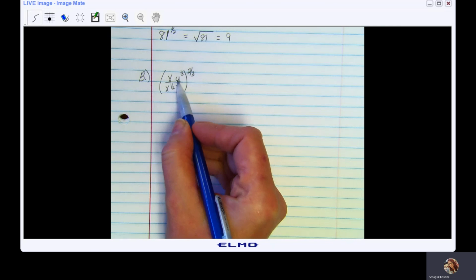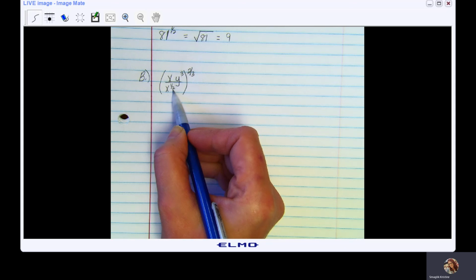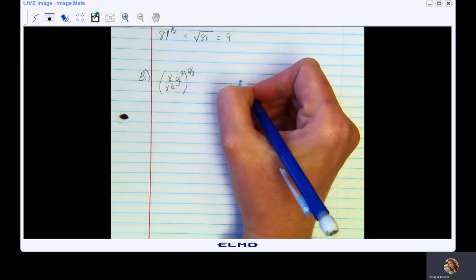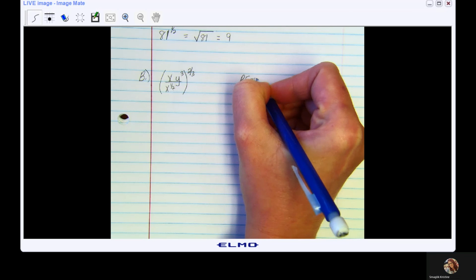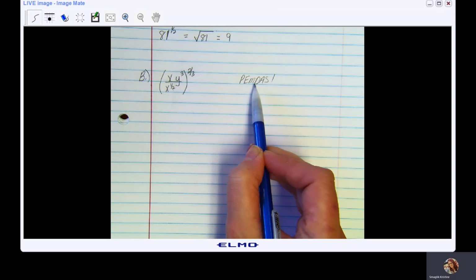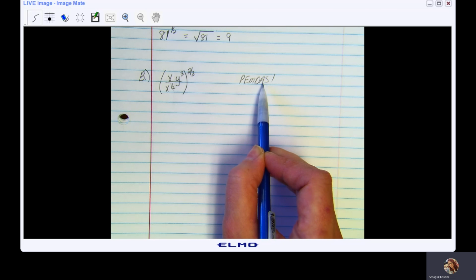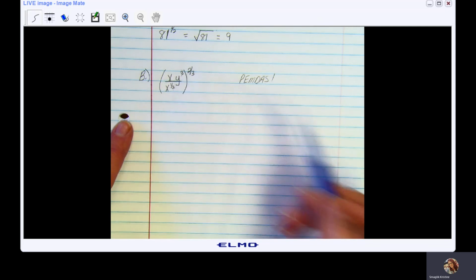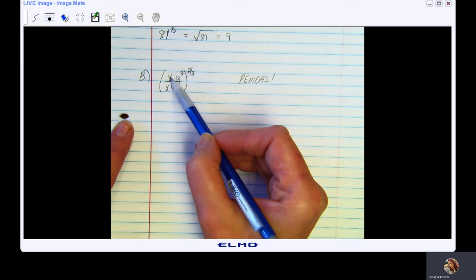Here we have x times y raised to the 3rd divided by x raised to the 1/2, and everything is being raised to the 2/3 power. So you've got to remember PEMDAS. Think PEMDAS: parentheses, exponents, multiplication, division, addition, subtraction. That's our order of operations. So what I want to do first is the parentheses. What can I simplify here? Now notice this is division, same base. My exponent here is a 1. You don't see it, but it's there.